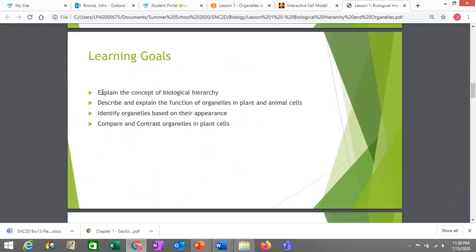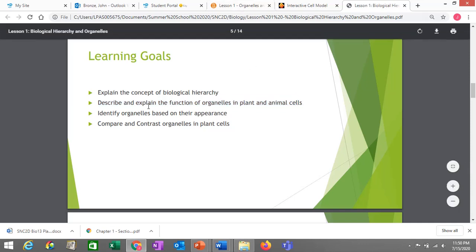Okay, so learning goals here. I want you to be able to explain the concept of biological hierarchy, so we're going to talk about that in a second. Describe and explain the function of organelles in plant and animal cells. I'm mostly going to lead you to that one based on the glossary and the website that I showed you before. Same thing goes for the next one. Identify organelles based on their appearance, and compare and contrast organelles in plant cells, I should say, and also versus animal cells.